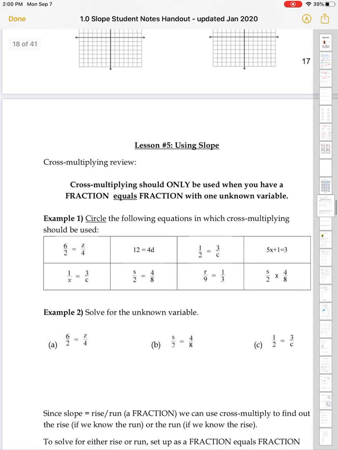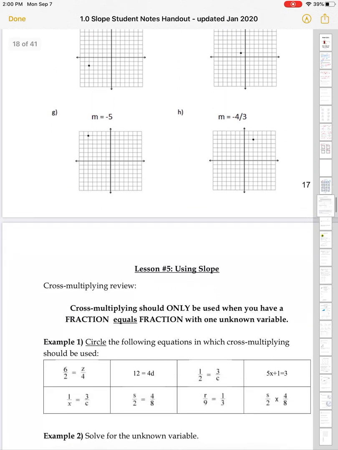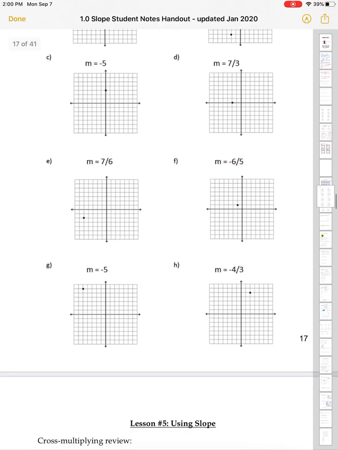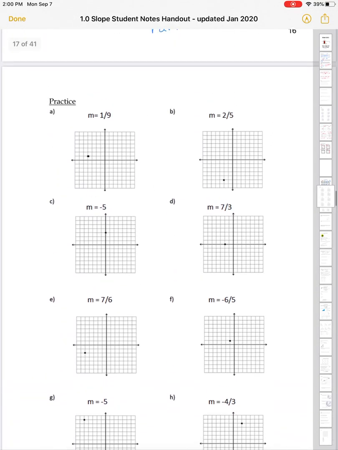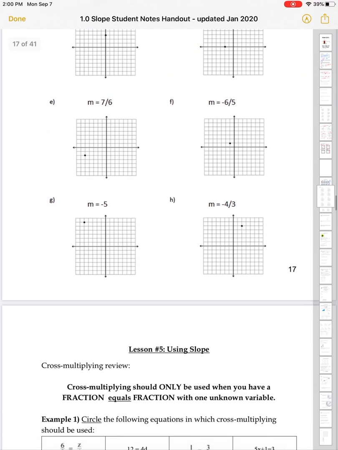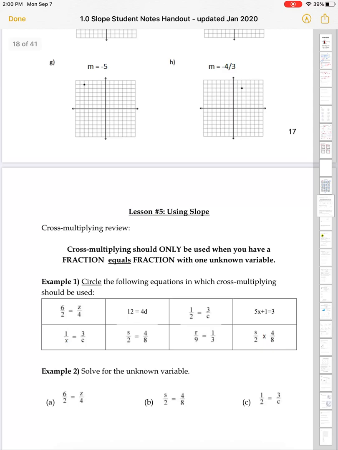Okay. Now, you've got some practice here to do, and then we will do another lesson. So you're just going to sketch a bunch of lines using those skills that we've done, and then we'll come back.